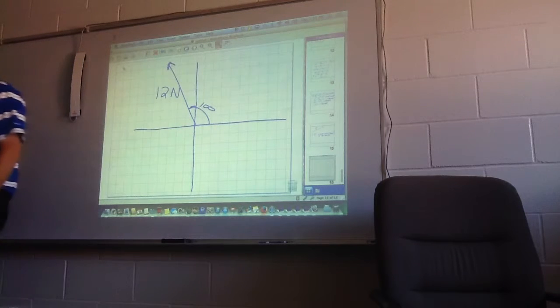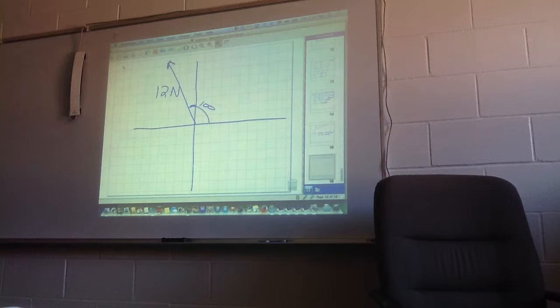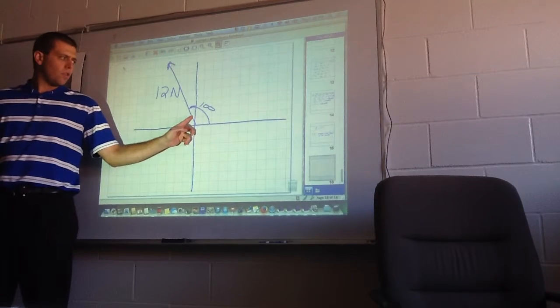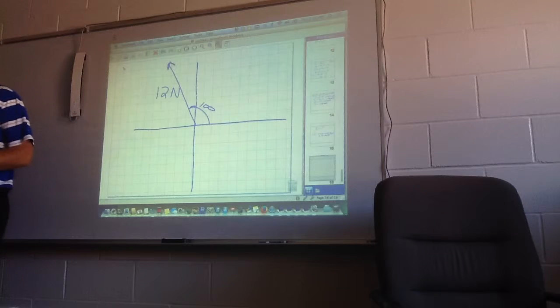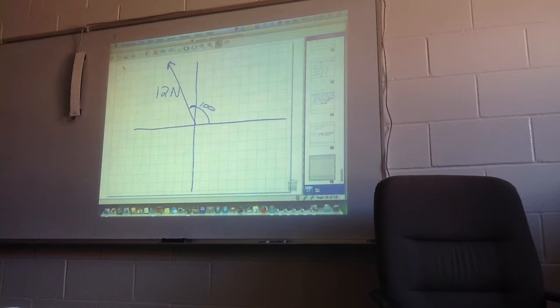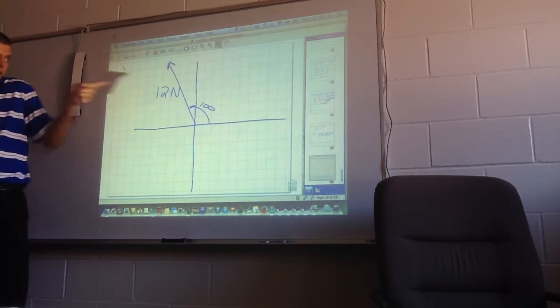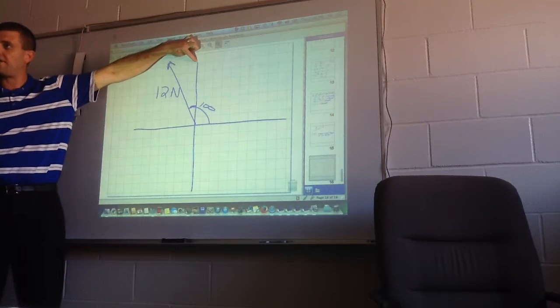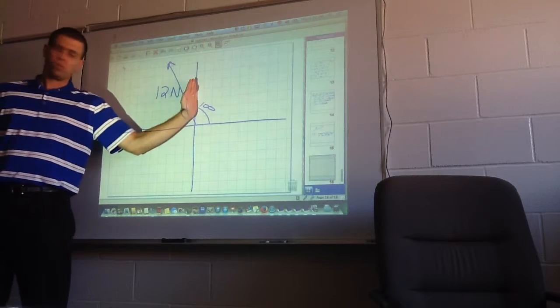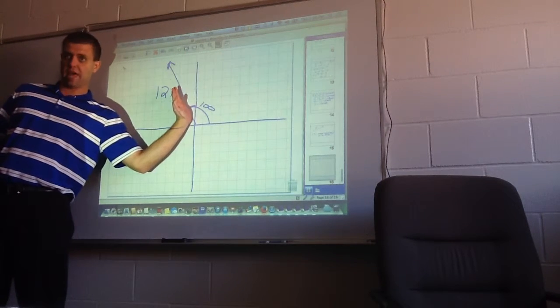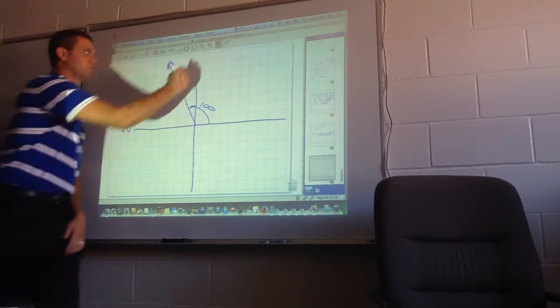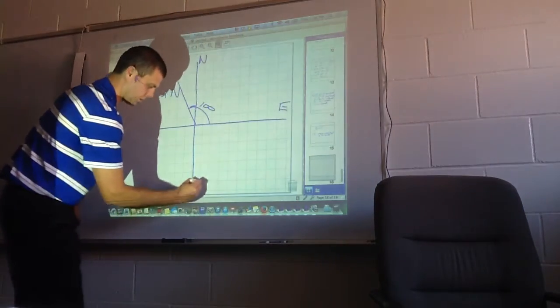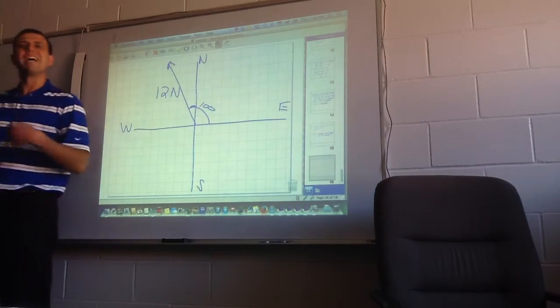Sometimes, besides using 100 degrees to name the direction, they might start using north, south, east, and west. They might say 10 degrees west of north. So that would be 100 degrees. North is straight up, and this would be 10 degrees to the west of that, because this is your west. Too easy. So you might see that as well.